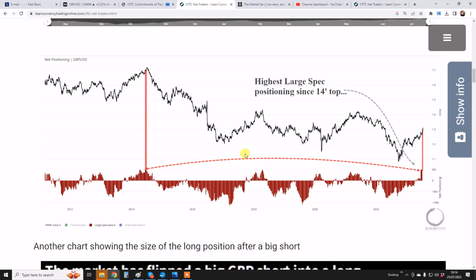Now, here's another chart visually. This is just showing large speculators. It comes from Macro Ops. Look at this for a long position up here in 2014. Here are the longs. There's the top. There's the fall. And then look at this, from a week ago. Similar size position. It hadn't fallen when they'd done this chart, but it has started to fall now.